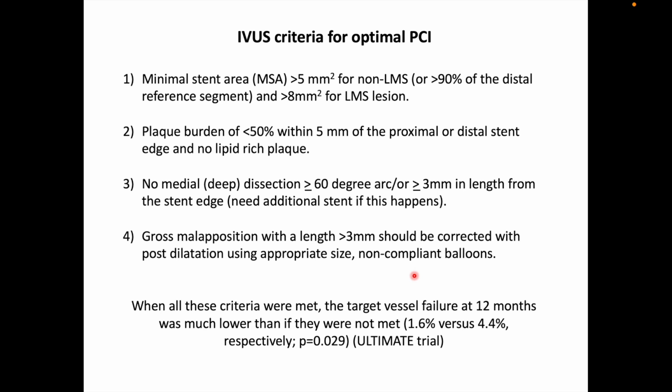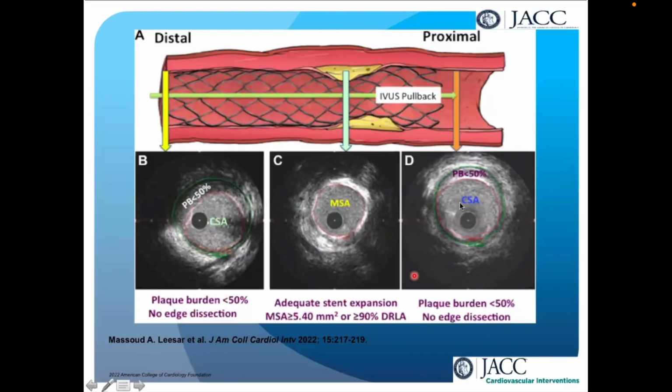Now, these are very important 4 points. I'm going to show you the same points on this diagram again, that if there is a distal reference segment, here what you need to see is that the plaque burden needs to be less than 50%, and there should be no deep stent edge dissection involving the media.